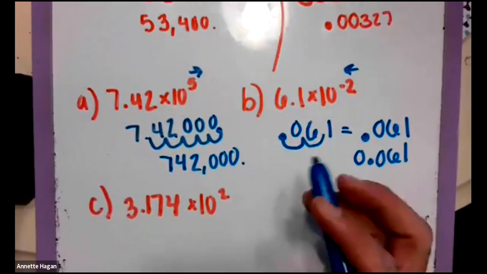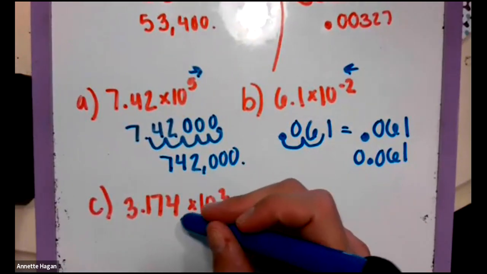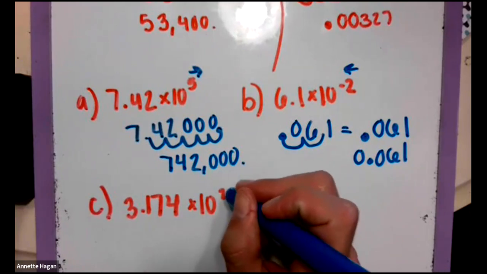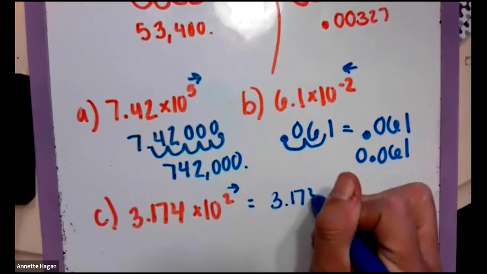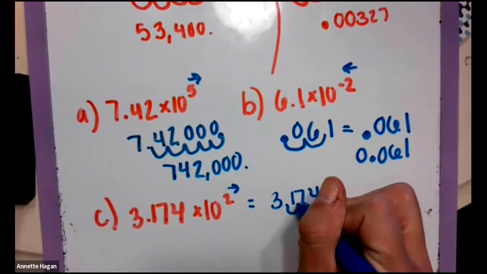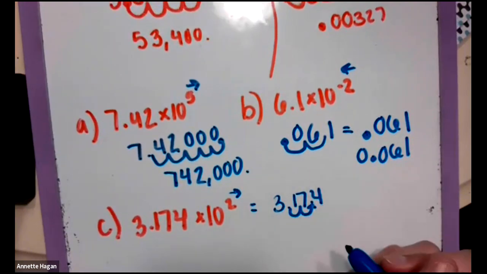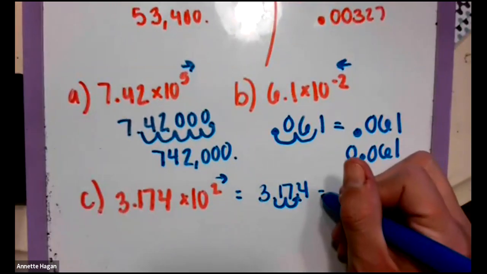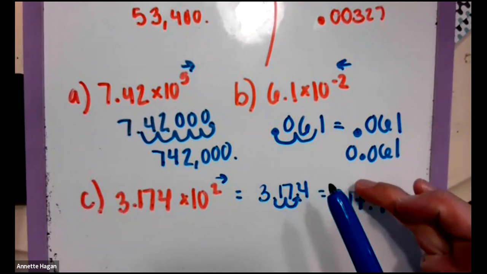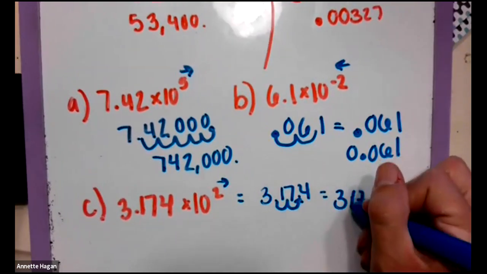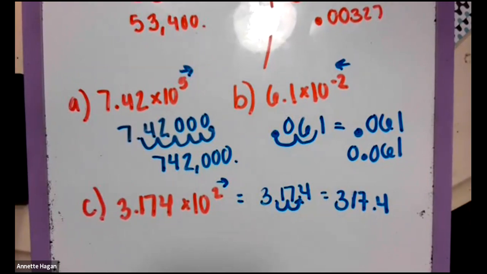And then C, you had 3.174 times 10 to the 2nd. This is a positive 2, so we're going to go 2 right. So I have 3.174. I'm going to move my decimal once and twice. So my decimal is now here. So this is going to simplify to 317.4, or 317 and 4/10. Okay? Everyone see how I did that? Questions on that? Okay, well, no one's here to ask questions. If you have questions, send me an email or come to class with questions.